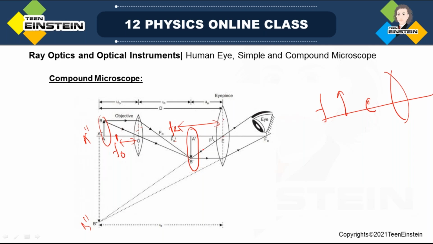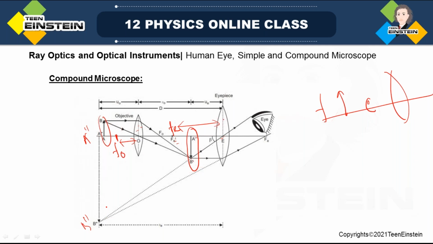So this is the working principle, the fundamental point. The image formed by the objective acts as the object placed between the focal length and the optical center of the eyepiece, and the eyepiece acts as a simple microscope. Since A prime B prime is inverted, the final image also will be inverted and enlarged.